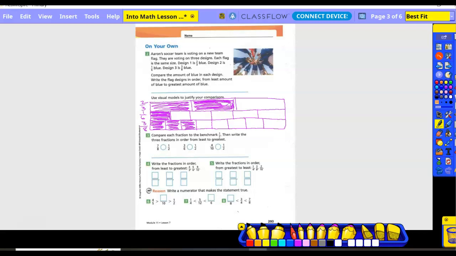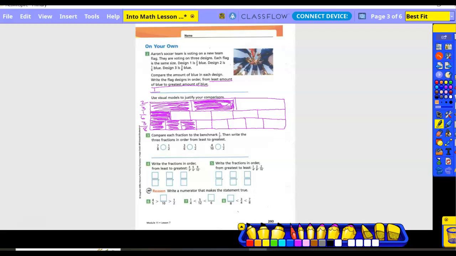Okay, so which one has the least amount? 1/6. Okay, I guess I need to go back and make sure. Do they want it least to greatest, or do they want it greatest to least? They want it least to greatest, right? Now, do they want us to put the fraction, or do they want us to put the design? The design. Okay, let's do the fraction, and then let's do the design.